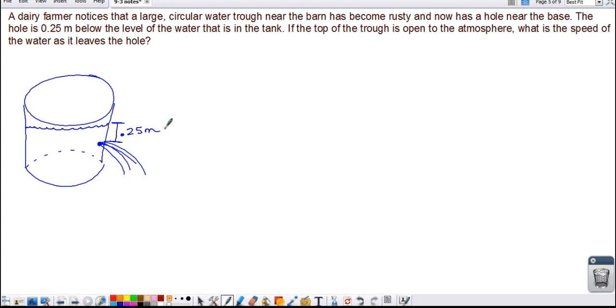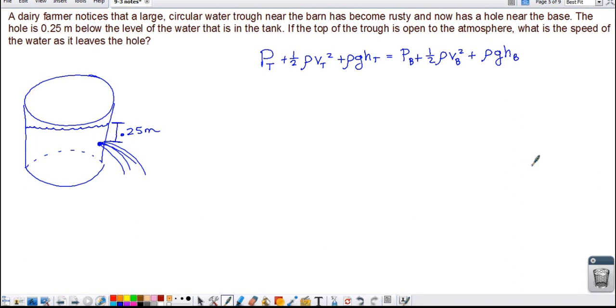Okay, if the top of the trough is open to the atmosphere, what is the speed of the water as it leaves the hole? This is going to be a Bernoulli's equation problem. So let's look at Bernoulli's equation and then determine what variables we need to write down for our givens. Bernoulli's equation says pressure at one spot, and I'm going to call this the top and the bottom instead of spot 1 and spot 2. So the pressure at the top plus 1/2 the density times the velocity at the top squared plus the density times the gravitational field constant times the height at the top is equal to the pressure at the bottom plus 1/2 the density times the velocity at the bottom squared plus the density times the gravitational field constant times the height at the bottom.